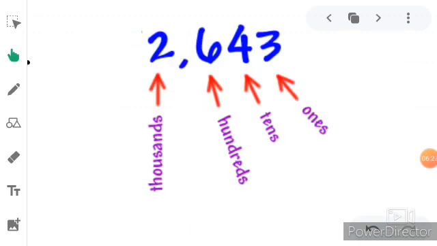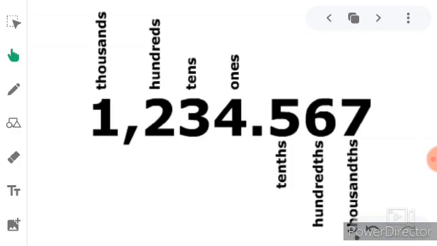Now the next. You know very well how we can read this number. We can read this number as 2643, meaning 2 is present on the thousands place, 6 is present on the hundreds place, 4 is present on the tens place, and 3 is present on the unit place, or you can also call it ones. Okay, so let's see more places.